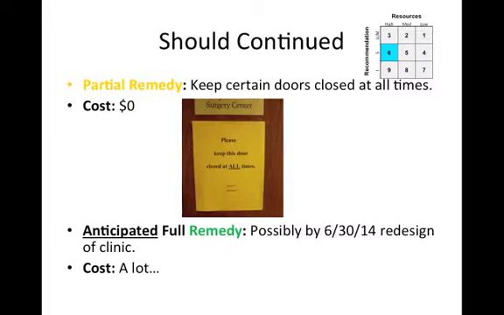And so if you can start to think about barking and know that if you were a cat, you would get up and go close the door, train your staff to do the same thing. The anticipated, and this is another thing I wanted you to be aware of, is that that's a partial remedy in her mind, and the anticipated full remedy would be to redesign certain areas so that the sound of barking dogs really doesn't come through at all, but you can imagine that the cost for that is, as Crystal says here, a lot.